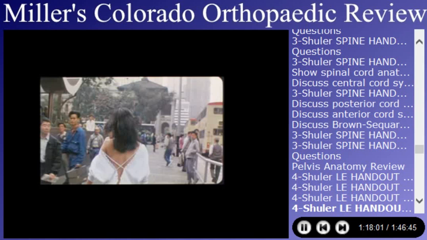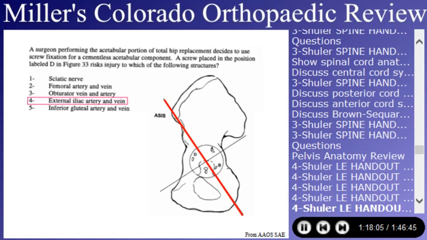And the reason why I put that there is this is the one that they're going to get you on, okay? The easy way to remember it: find your anterior superior iliac spine, draw your bisector to the acetabulum. Everything posterior is good, everything anterior is bad. So what's the label D in this diagram? What are you going to hit? So there you draw your bisector, label D. External iliac artery and vein.